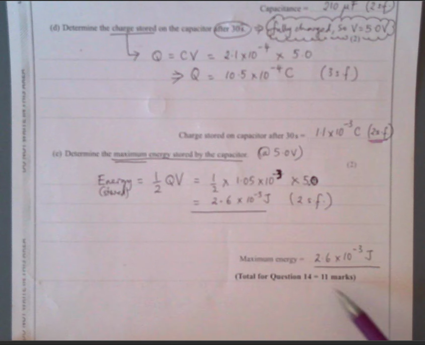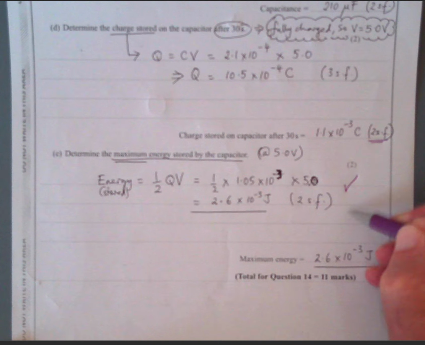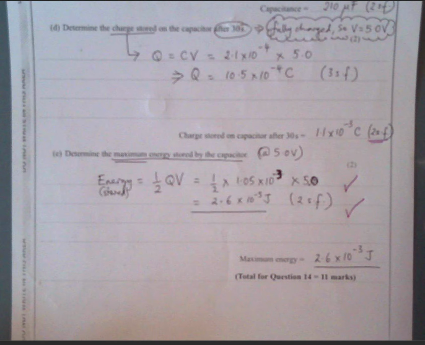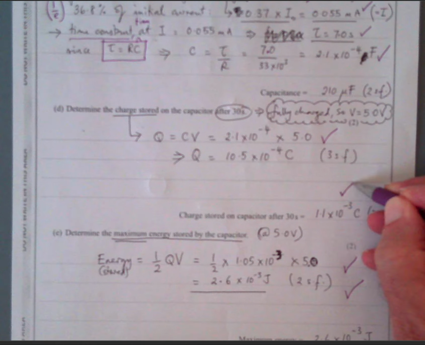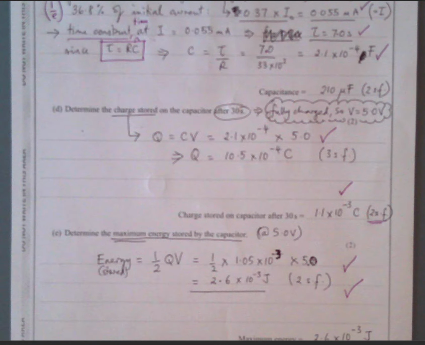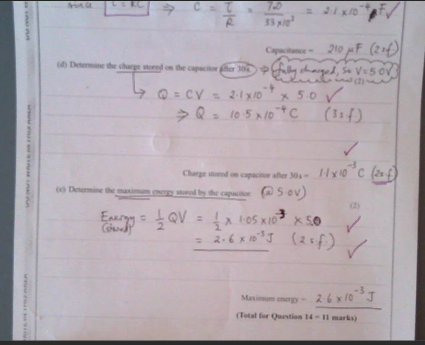Okay, and that is the end of the 11 marks. So 2 marks there, and here likewise, putting the numbers in, one for getting the answers. They'll probably give you a mark for 3 significant figures or 2. And that's the end of this question.